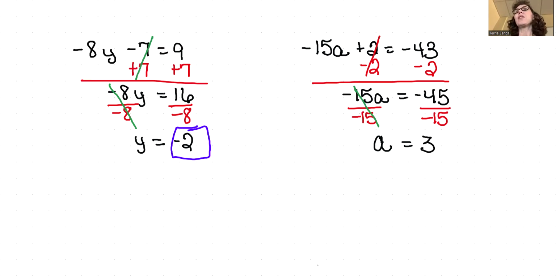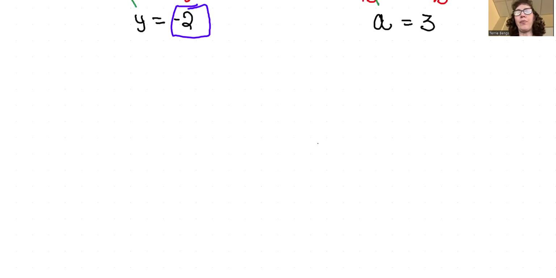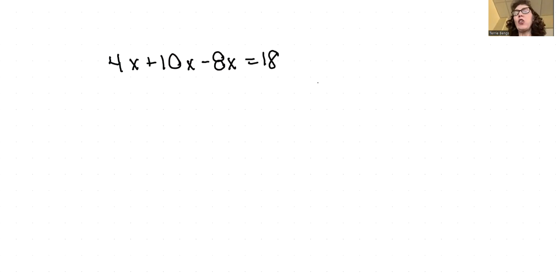Okay, so let's look at a couple more here. All right, this time we're going to look at one, and we've got 4x plus 10x minus 8x equals 18. All right, so on this one, it looks a little bit different than what we've been looking at because we got a bunch of x's on one side.